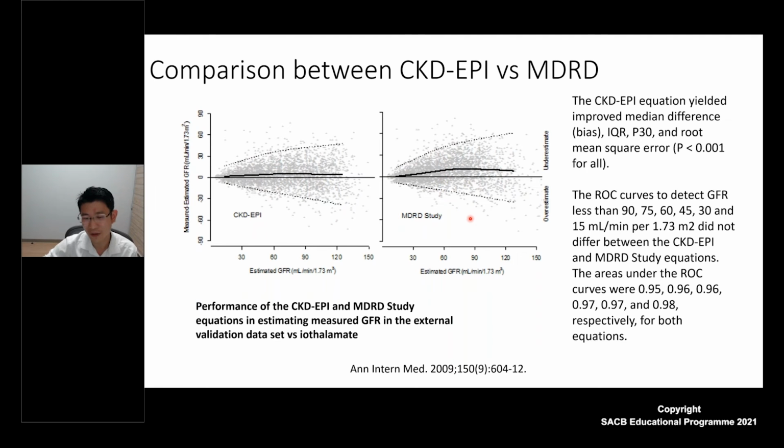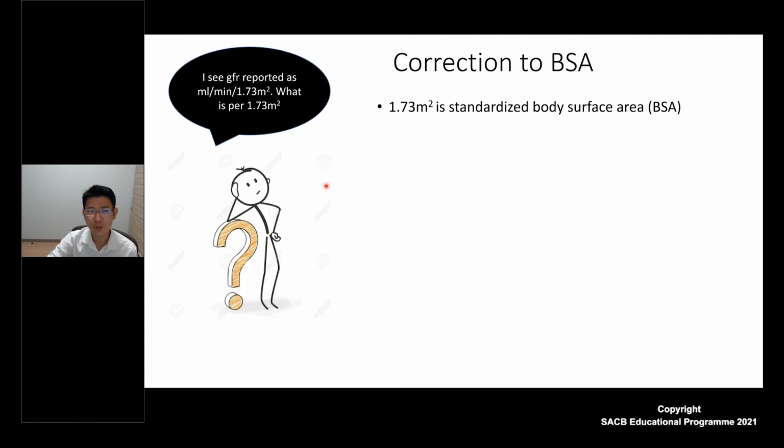So therefore, some laboratories actually don't report. Let's say you get a value greater than 60 ml per minute per 1.73 meters square, you just report it as greater than 60. It won't give you the exact number. Whereas for CKD-EPI, you can go all the way up to 120 and beyond. So you may also wonder, GFR being reported as per 1.73 meters square.